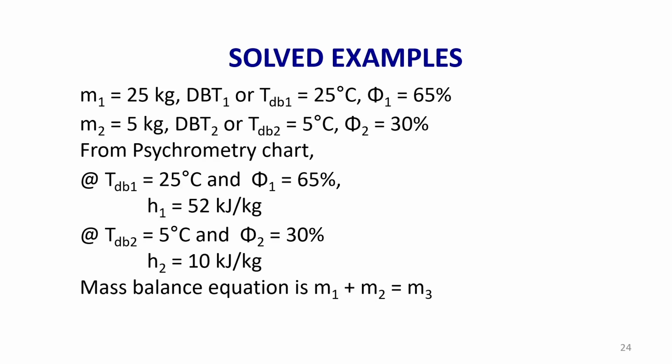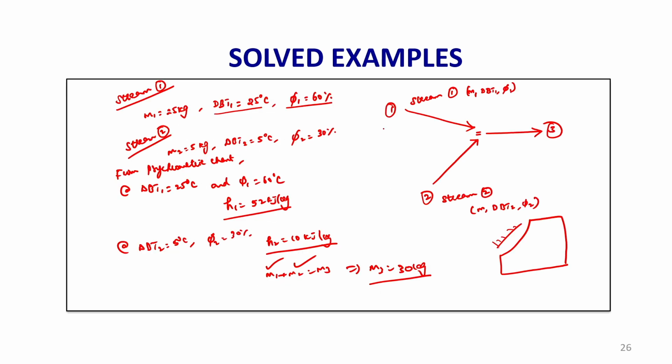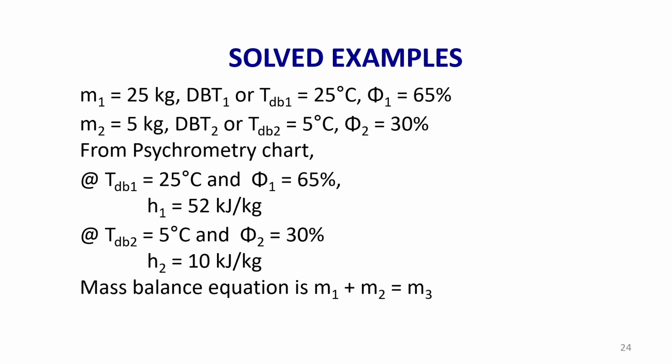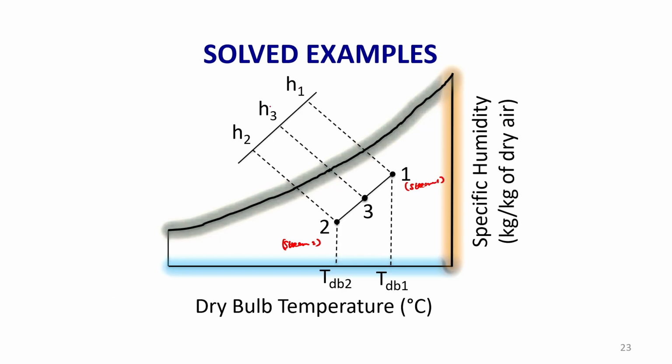Now find out the energy balance. How to write the energy balance for this stream? M1H1 is the energy of this stream, and M2H2 is the energy of the other, and these two will be equal to M3H3. So, using mass balance you can find M3, using energy balance we can find H3, and from the psychrometric chart, you now know state 3. So, we know H1 and H2, so we can fix this point. Now this is known, this is known.